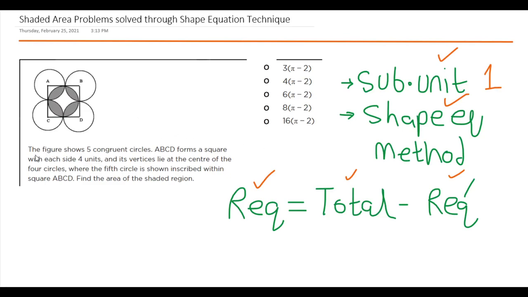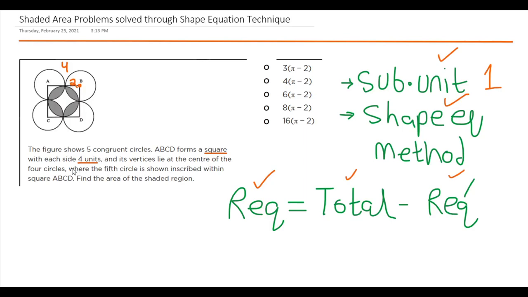So let's dive into the question. The question says the figure shows 5 congruent circles, so all of these 5 circles are the same. ABCD forms a square, therefore all sides are equal, with each side 4 units, and its vertices lie at the center of 4 circles. So these vertices are the centers, which gives me some information: if the side is 4, then the radius of every circle is going to be 2.